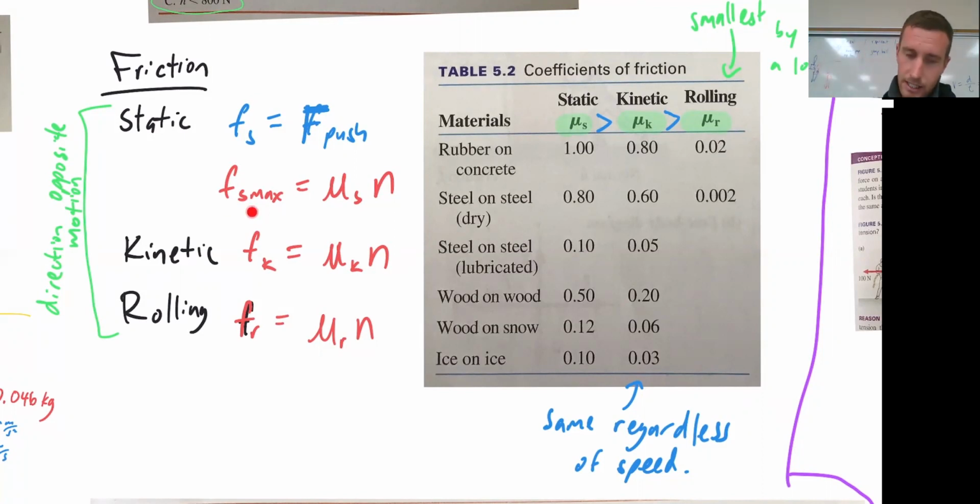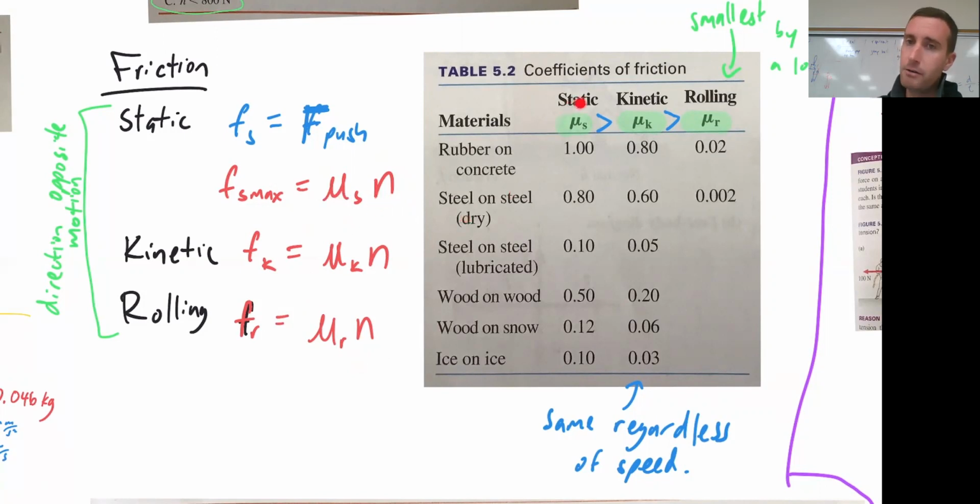I can also find the kinetic friction force, which is the coefficient of kinetic friction times the normal force, and I can find the rolling friction force, which is the coefficient of rolling friction times the normal force. You'll notice that all three of these are very similar. They're the normal force times the coefficient of friction. So the friction force is the coefficient of friction times the normal force.